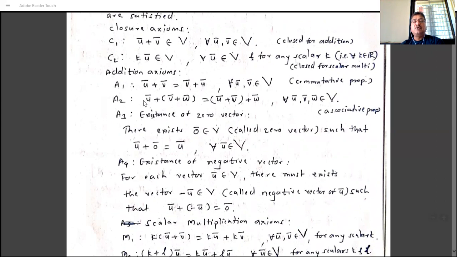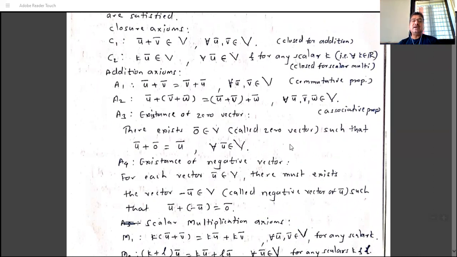Then the second property of the addition axiom is (u bar plus v bar) plus w bar is equal to u bar plus (v bar plus w bar), for all u bar, v bar, w bar belonging to V. It is called the associative law.